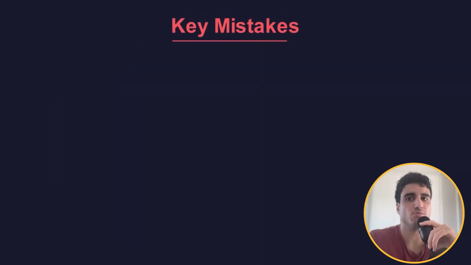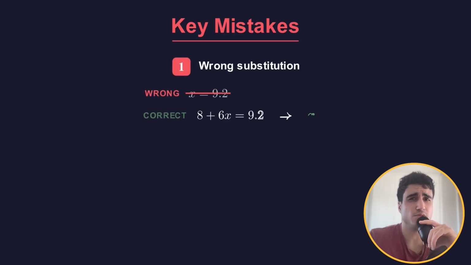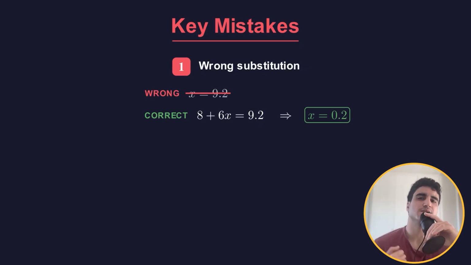Well, the first thing here is substituting, in this example, x equals 9.2, instead of 0.2. And the reason for that is because, remember, our expansion is 8 plus 6x to the power of negative a third, not x to the power of negative a third. So therefore we need 8 plus 6x equals 9.2, not x equals 9.2. That's the key thing there. You need to substitute the right value in.